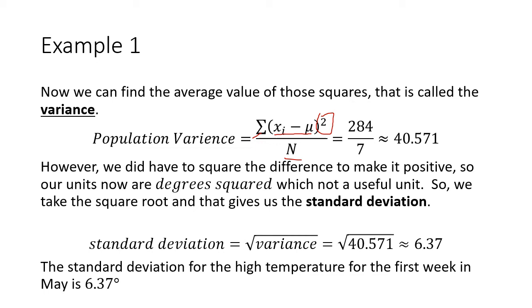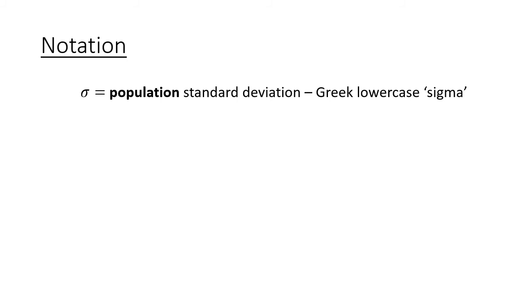Now notice, I am pretending like I have all of the data. This is the population variance. I'm only talking about the first week in May, and I was able to find that standard deviation. See how that standard deviation compares to my original data set. When I look at all those different deviations, they varied, positive and negative. So about 6 degrees or so gives us an average of how far away from the mean of 60 degrees a lot of those data points were. Now our notation.